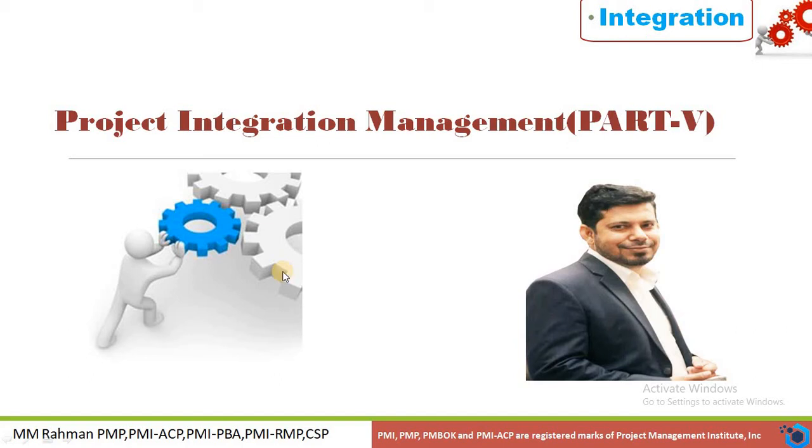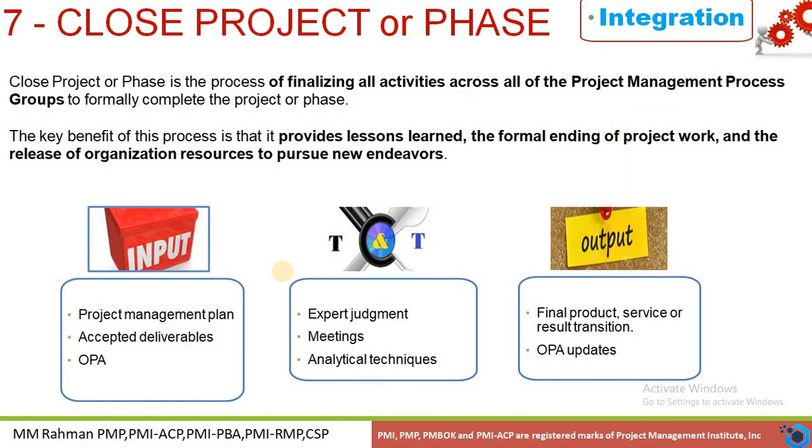In this part, we are going to discuss the last process group of the project, that is the closing. In closing, there is only one process. The name of the process is Close Project or Phase. This is the process used for finalizing all the project activities. In integration management, this one is also the last process.